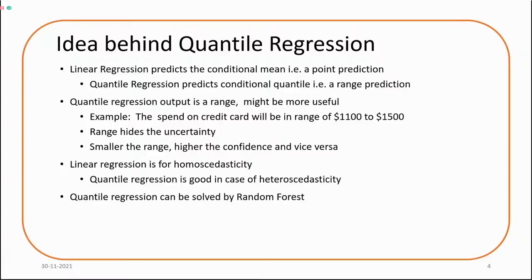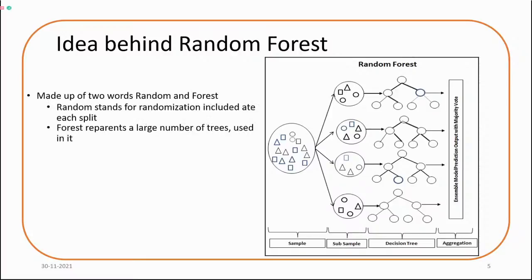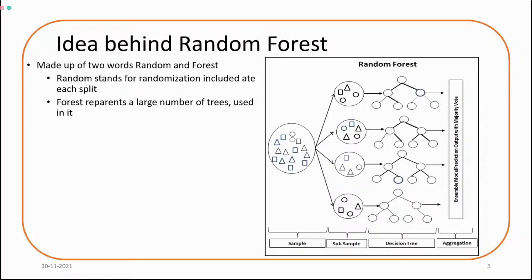Quantile regression can be solved by a method very similar to the ordinary least squares method, but it can also be solved by random forest. And random forest solves it better. That's why we created our presentation by solving it using the random forest method. So we will solve this regression problem with the random forest. Now, what about a random forest? Random forest is made up of two words, random and forest.